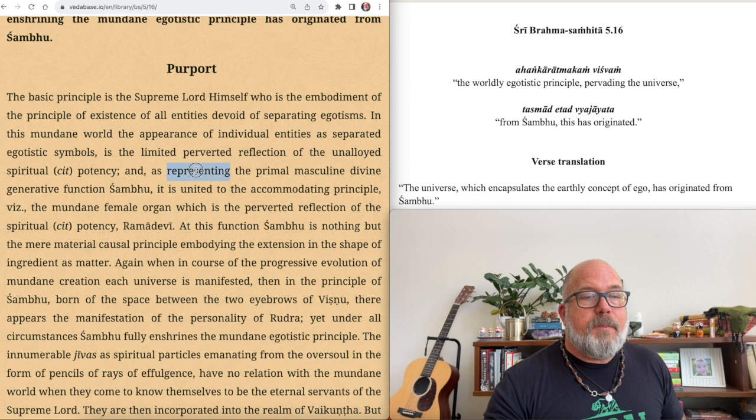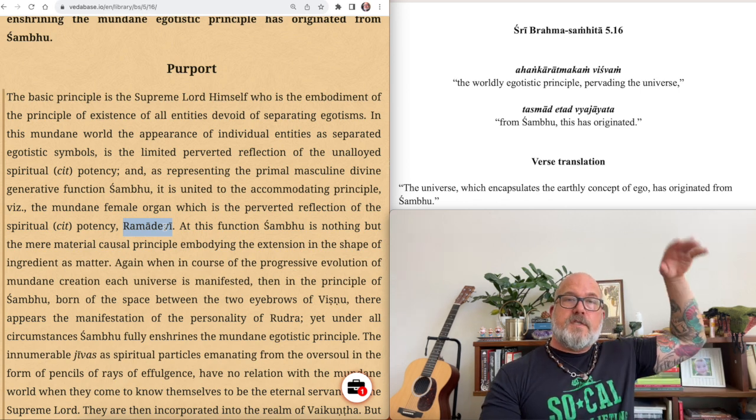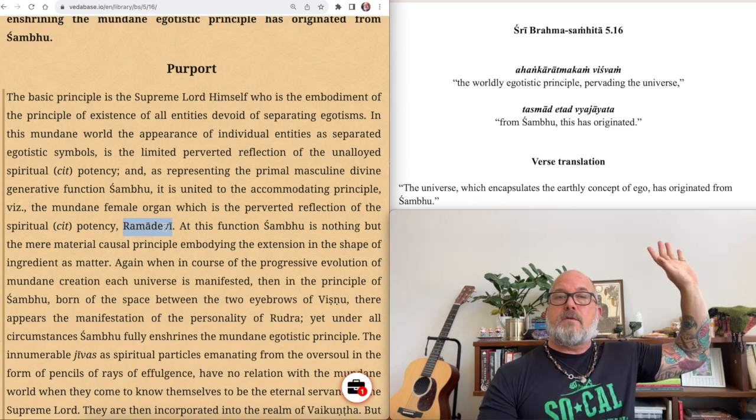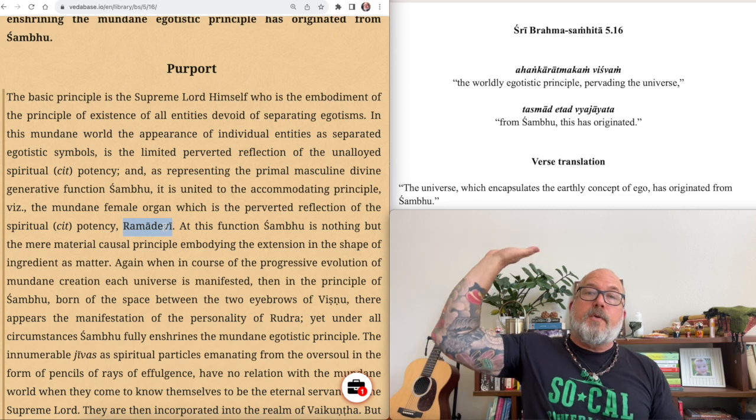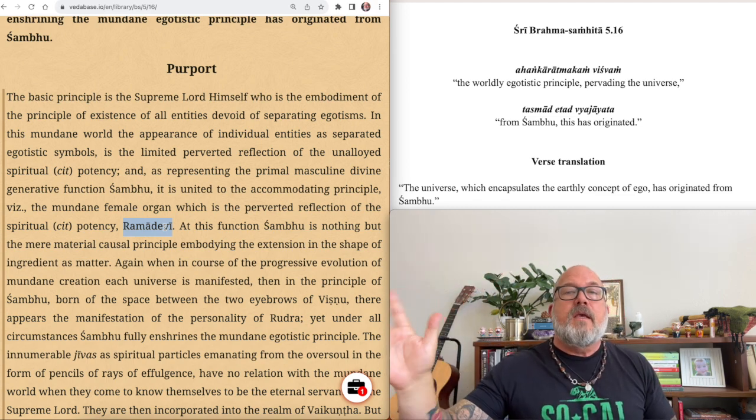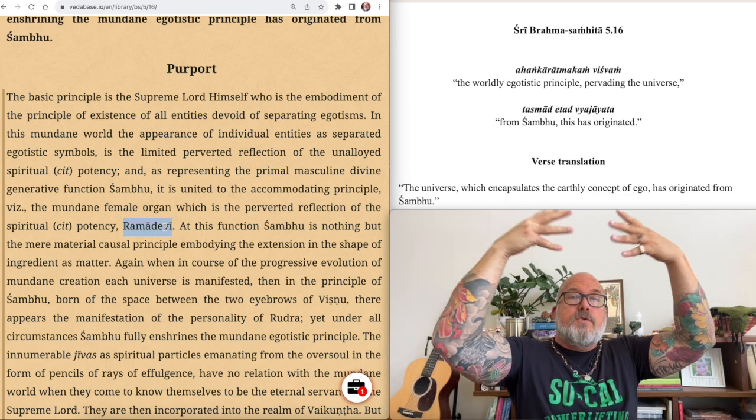And as representing the primal masculine divine generative function, Shambhu is united to the accommodating principle, the mundane female organ, which is the perverted reflection of the spiritual chit potency, Ramadevi. So there's the Supreme Purusha, who's Krishna. There's the Supreme Prakriti, which is Ramadevi. And that's the spiritual universe.